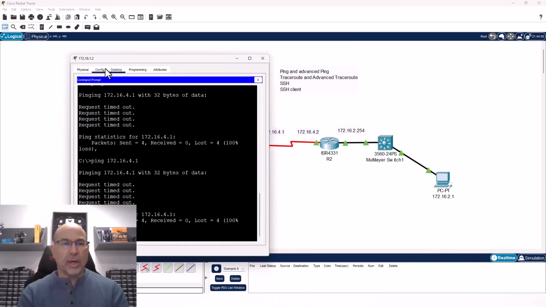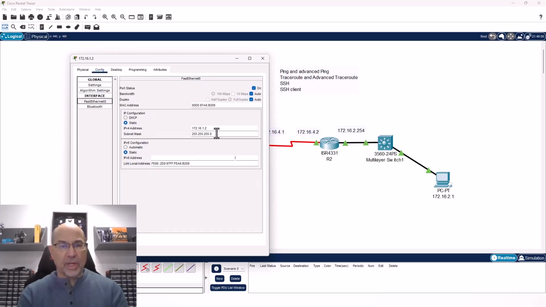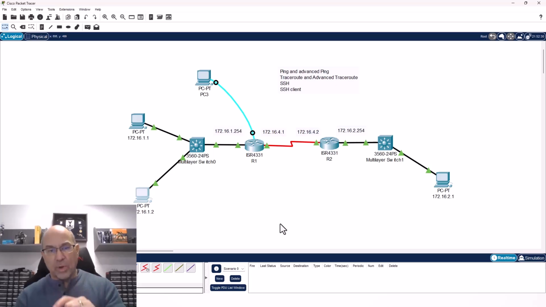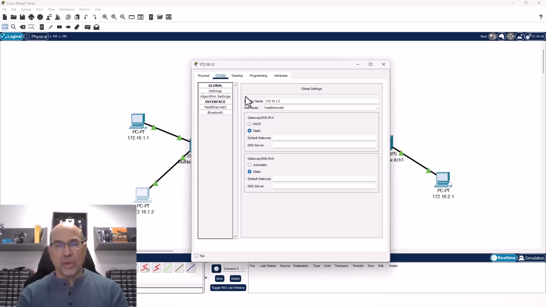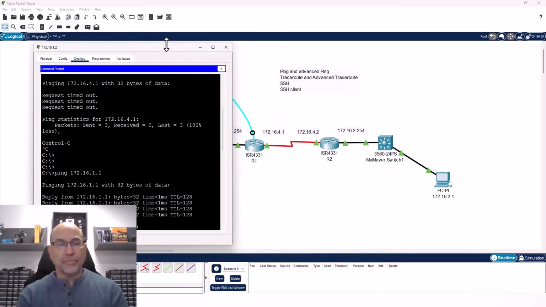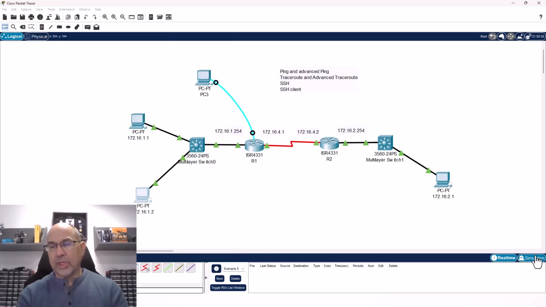Let's try something different. Let's try a mask problem. So now I'm going to go to my fast Ethernet interface and I'm going to change the mask from /24 to a /16. Now this host believes that instead of being on the 172.16.1 network, it now believes that it is on the 172.16 network. And we're going to do the exact same thing. We're going to try to ping, and we'll see what happens. We're going to run our simulation again.